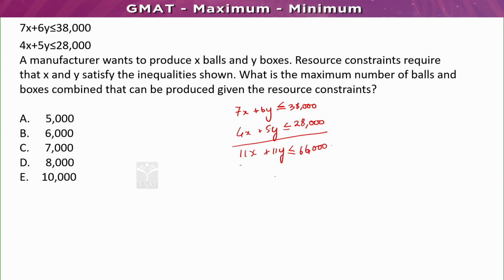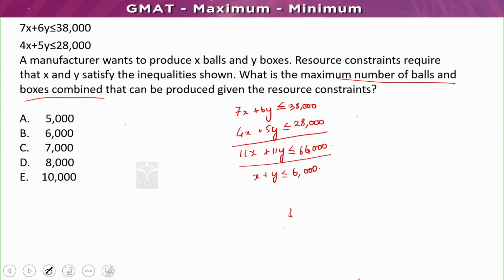If you divide this whole inequality by 11 on both sides, it will remain the same since 11 is a positive number. x plus y will be less than or equal to 6,000. So what is the question asking us? What is the maximum number of balls and boxes combined? That is x plus y that can be produced given the constraints, which is less than or equal to 6,000. So we get the answer as option B. Let's move to the next question now.